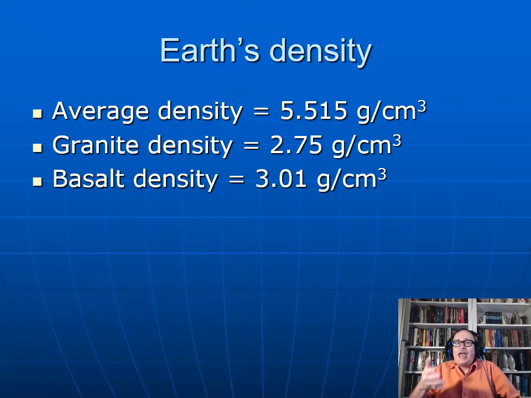But this is an interesting thing. If Earth averages about 5.5 grams per cubic centimeter, the two main types of rock that you find at the surface of the Earth are granite and basalt. Granite is about 2 3/4 grams per cubic centimeter. Basalt is a little over 3 grams per cubic centimeter. So, if you had two rocks, one granite, one basalt, the basalt one's going to be heavier.